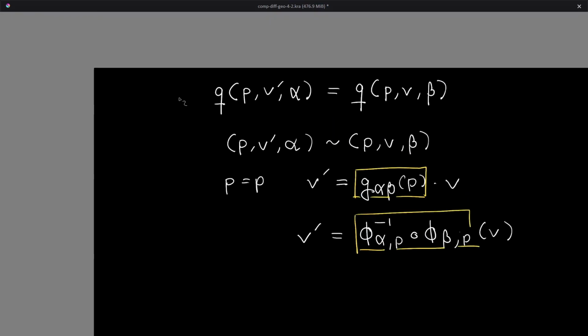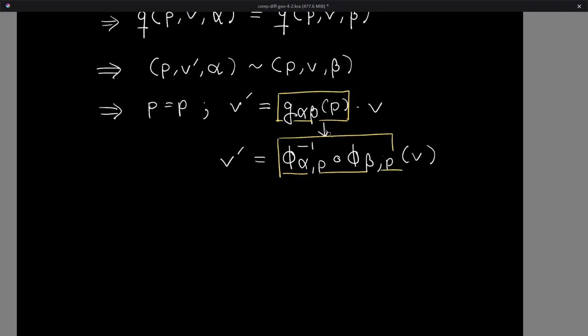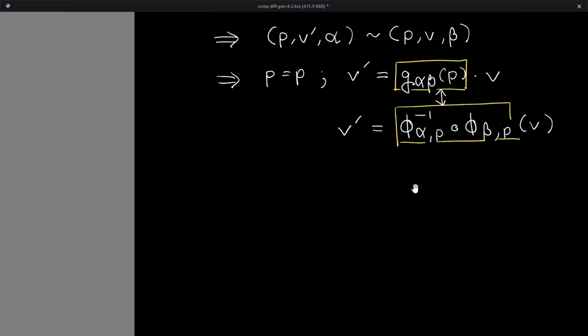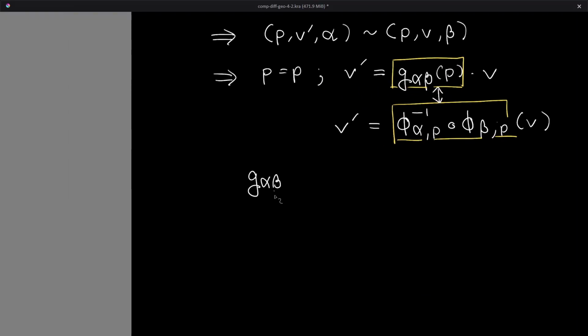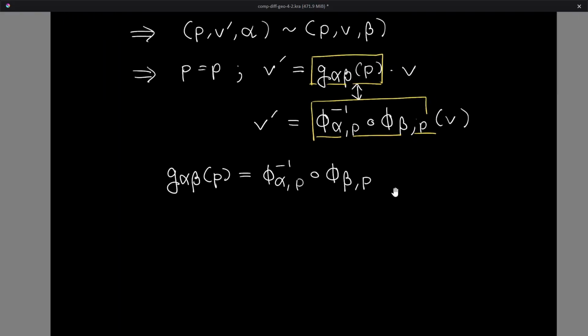Given that we had all of these implications, these are equal. So there we go. And this is well defined because all of these functions are continuous. Phi alpha P inverse after phi beta P.